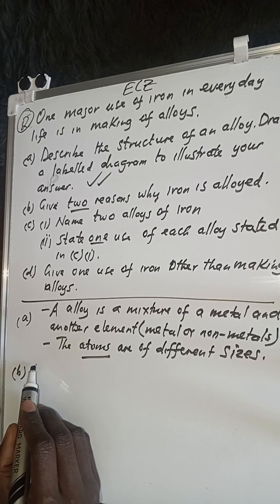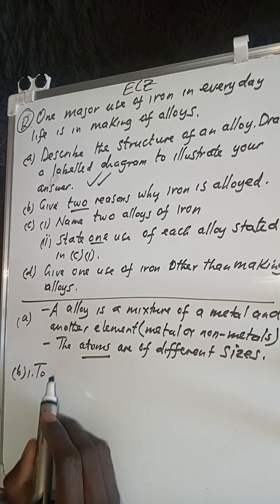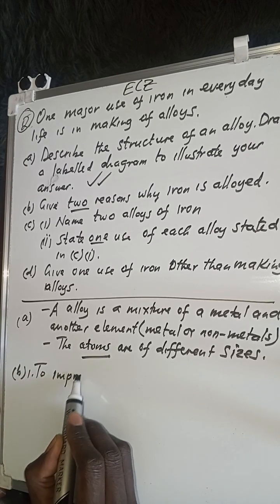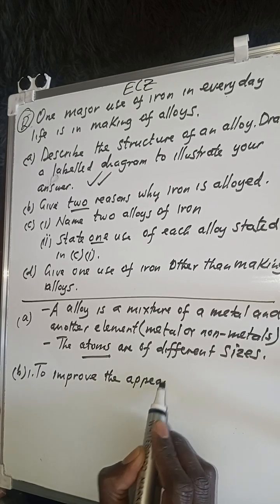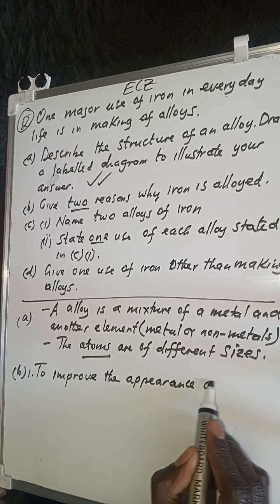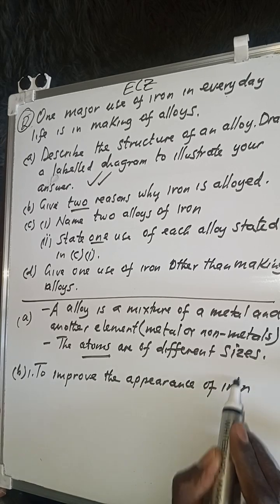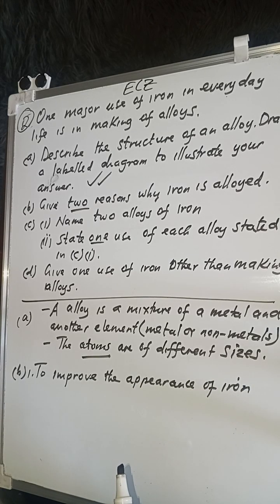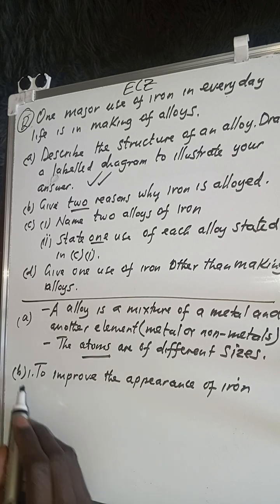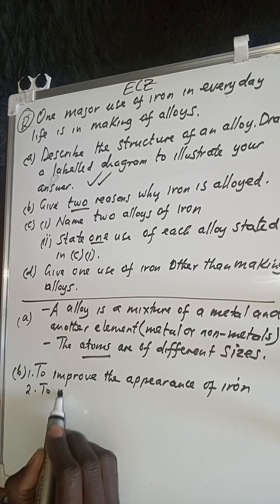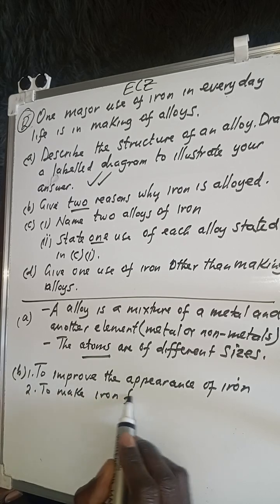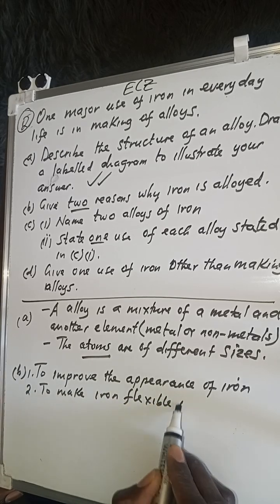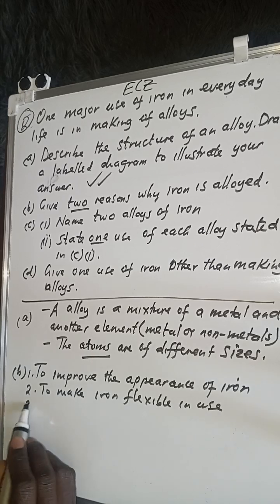So one, we can maybe say number 1, to improve the appearance of iron. So that is what they can do. Then 2, to make iron, maybe you can say flexible in use. So you can also do that.